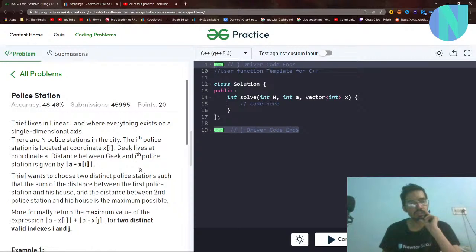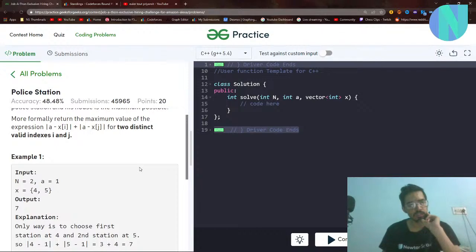He wants to choose two distinct police stations such that the sum of the distance between the first police station and his house and the distance between the second police station and his house is maximum. More formally, return the maximum value of the expression |a minus xi| plus |a minus xj| for two distinct valid indexes i and j.